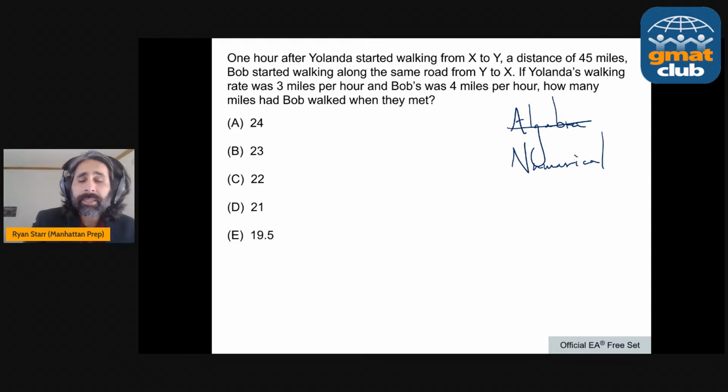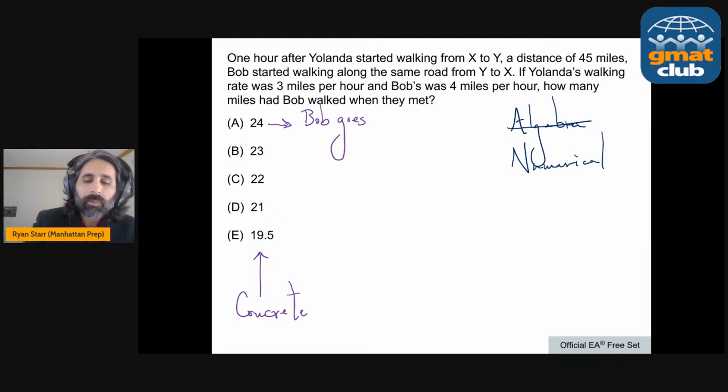So again, key things to testing out answer choices. We've got concrete numbers and they represent something useful in the problem, something that links up with other information. Bob's distance links up with Bob's speed to let us know that Bob would have walked for 6 hours, right? 24 miles divided by 4 miles an hour. And again, I'd start with 24.